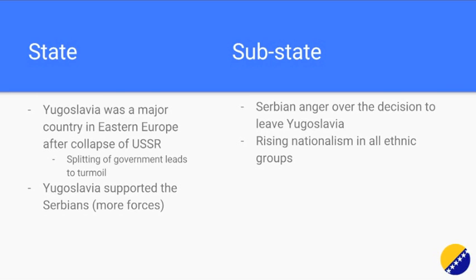At a sub-state level, the Serbian anger over the decision to leave Yugoslavia contributed a lot. That's an individual group that really started this ethnic cleansing. And there was a rising nationalism in all of the groups, not only the Serbs, but also the Muslims and also the Croats.